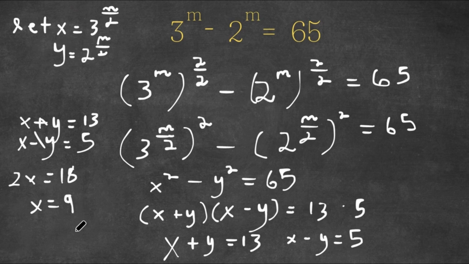So if x is equal to 9, then this means that y is equal to 4, right? Because 9 plus 4 is 13 and 9 minus 4 is 5. So we have y is equal to 4.